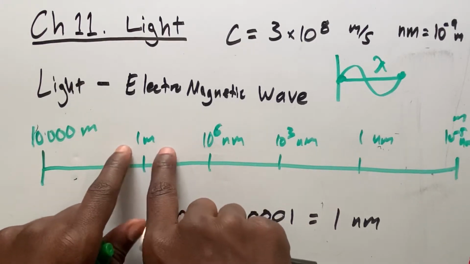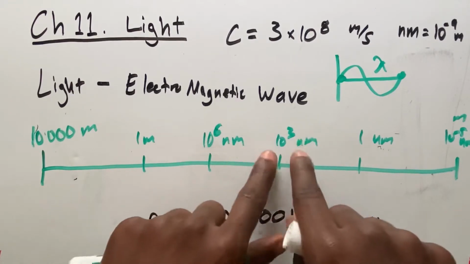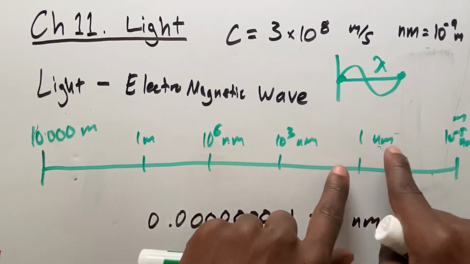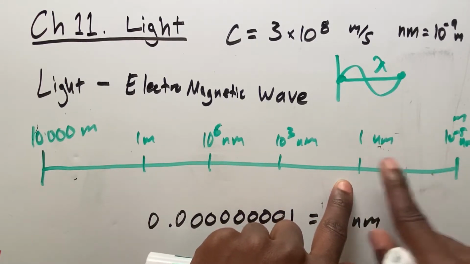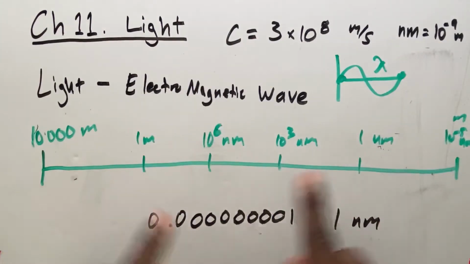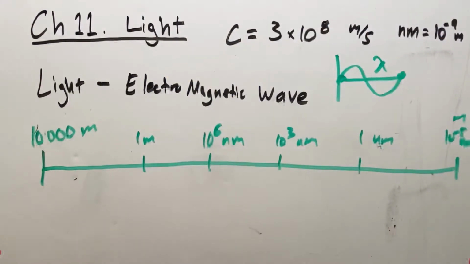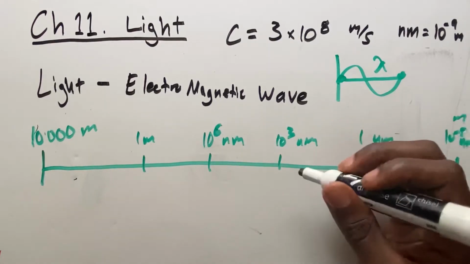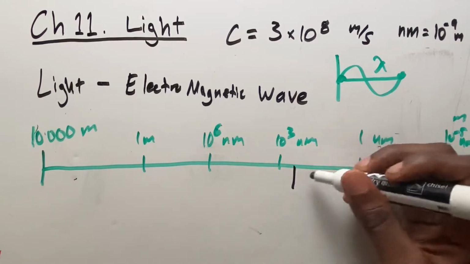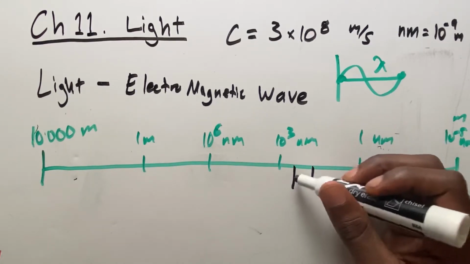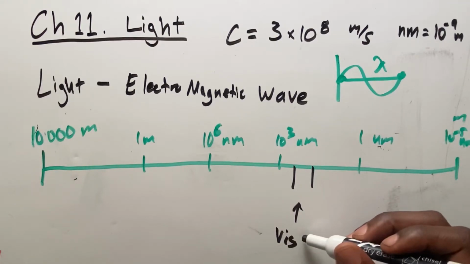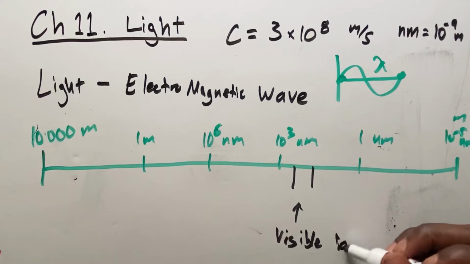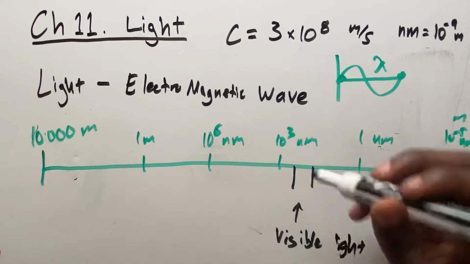So here, 1 meter, this is 10 to the 6 nanometers, 10 to the 3 nanometers, 1 nanometer. So this value is right here, and then it just gets smaller and smaller from there. And again, these are wavelengths that we're talking about. Okay, so right around this region is where we have visible light. Well, this is basically light that we can see with our eyes.